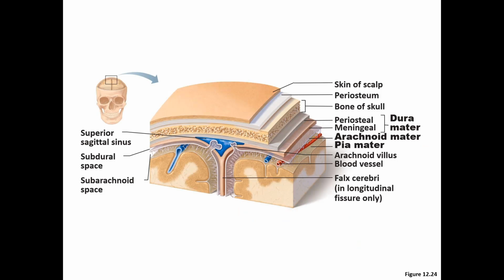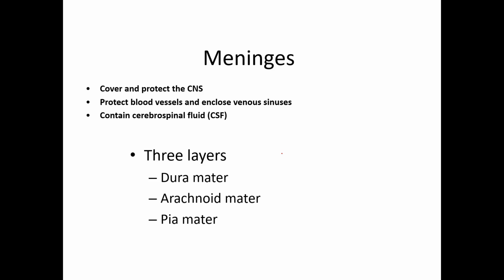Here you see those layers give protection to the brain. So this is the brain here, and these are the structures. So the meninges has three layers.